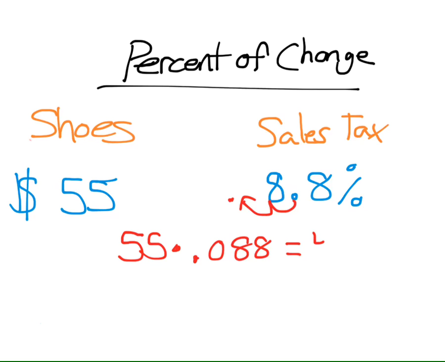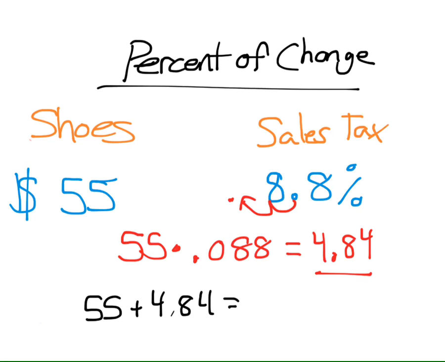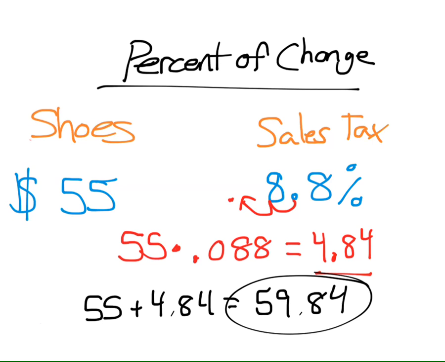Punch that in my calculator, I get about $4.84. And again, that's not the answer, that's just the sales tax in this problem. Okay? Which means what am I going to do to find how much I'm paying for these shoes? Yeah, Jacob. Yeah, add them, right? 55 plus 4.84. So I'm going to pay about $59.84 for these shoes. Originally $55.